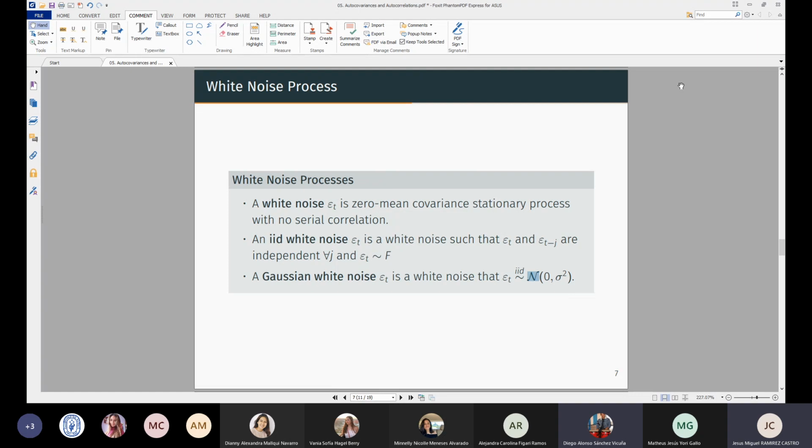Profe, una pregunta, ¿en el primer white noise también es independiente el epsilon t y el epsilon t menos j, o solo en el segundo y el tercero? Just in the second one and the third one.